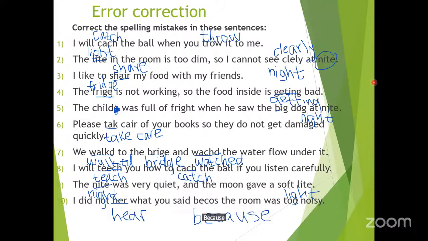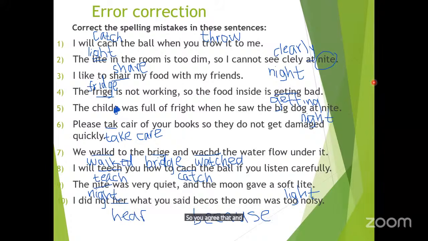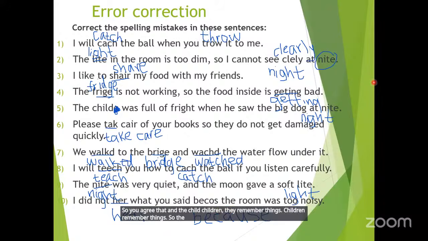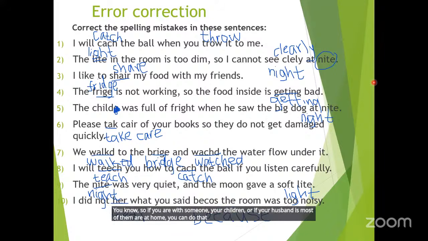Because when I was teaching my children that are in nursery, they already know how to read before they go to primary 1, and they know what is what. They know how to spell some certain words. So even your child in primary 2 or primary 3 can work with you. Children remember things. So the child can even remind you, oh, mommy, I spelled this while you are in the room or wherever. You know, playfully, you are learning. So if your husband is most times at home, you can do that. Consistent practice.